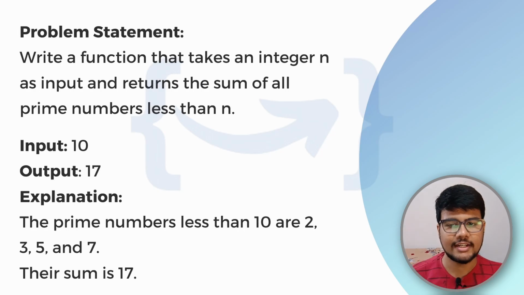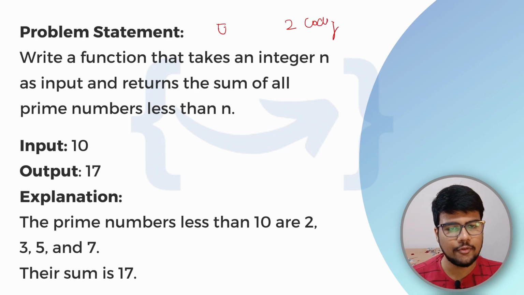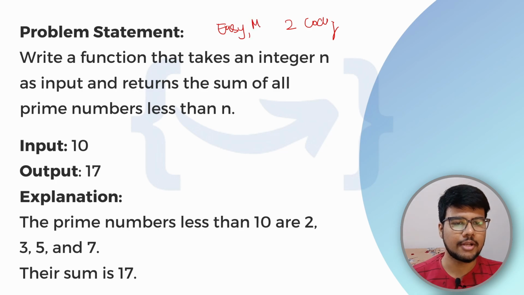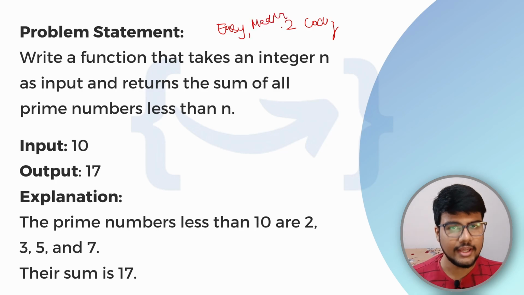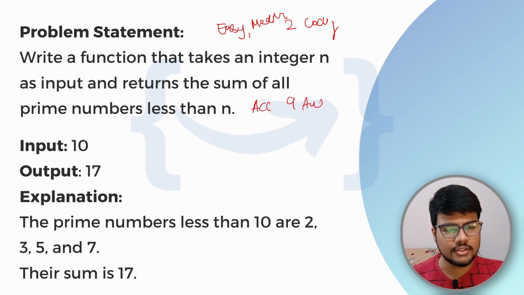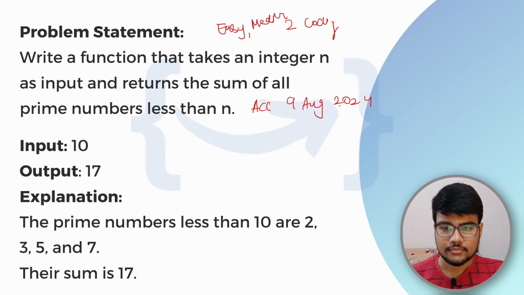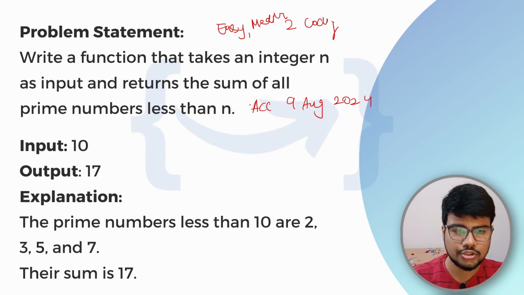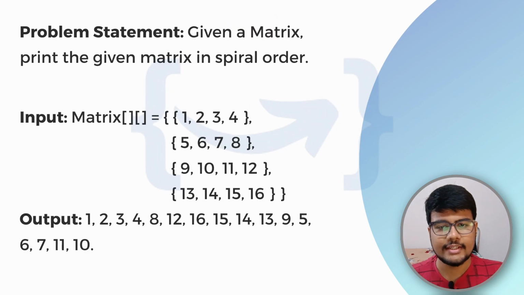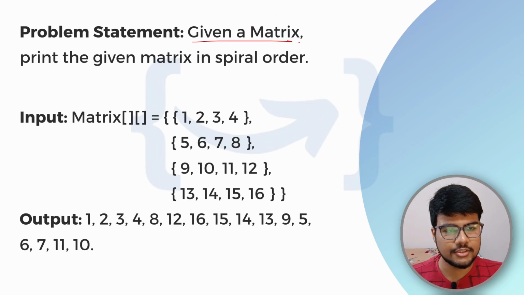Now, without wasting time, we are at the problem statement. So we have 2 coding problems with us. First is an easy type of question and another would be a medium or hard type of question. This question was asked in Accenture on 9th of August 2024, recently, in their online assessment. So now you need to solve this question. Another problem statement is given as a matrix, which is a medium question. Print the given matrix in a spiral order.